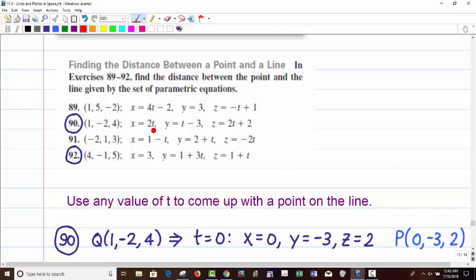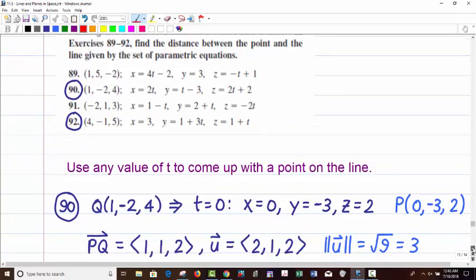But if I put 0 in here, I'll have 0, and then 0 minus 3 will be -3, and 0 plus 2 will be 2. So I'm just choosing the point 0, -3, 2 as one of my points on that line. But like I said, you can get something totally different. It's still going to work.